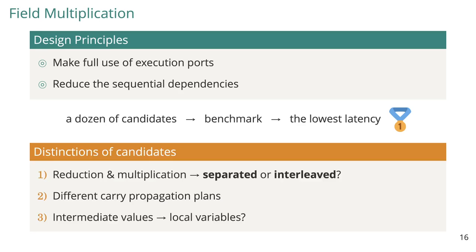The distinctions among these variants include but are not limited to: first, the modulo q reduction is either separated or interleaved with the multiplication, and if interleaved, how to interleave both. Second, the different plans of the carry propagation. Third, whether and how to store intermediate values in local variables.